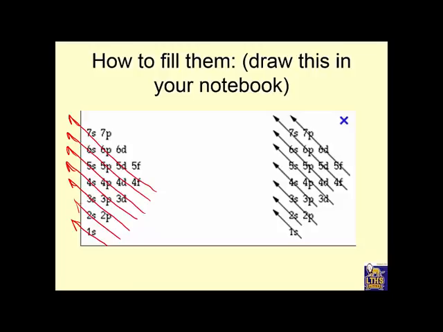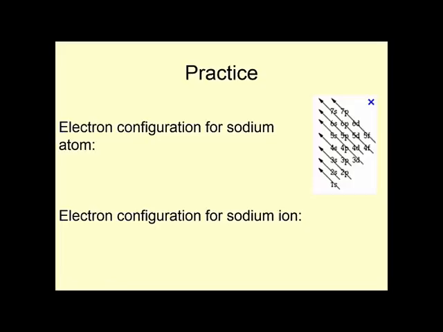Okay. So we're going to do the electron configuration for sodium. So we're going to need the symbol for sodium, the number of protons, which equals the number of electrons. Protons equals electrons in an atom, and so we're talking about an atom. So we need 11 electrons because we have 11 protons.